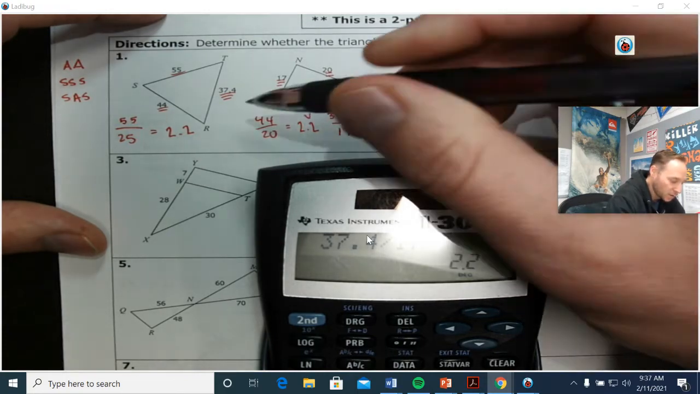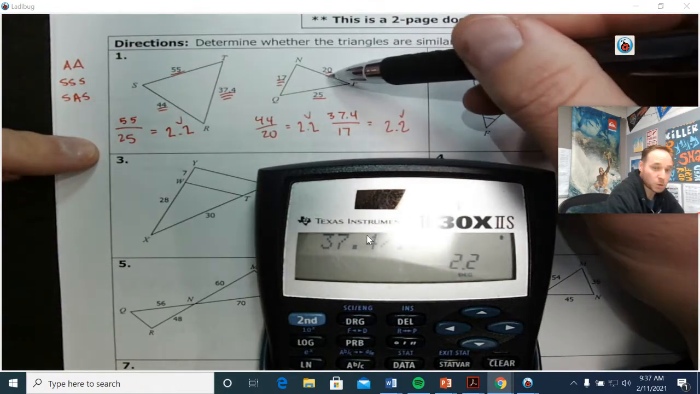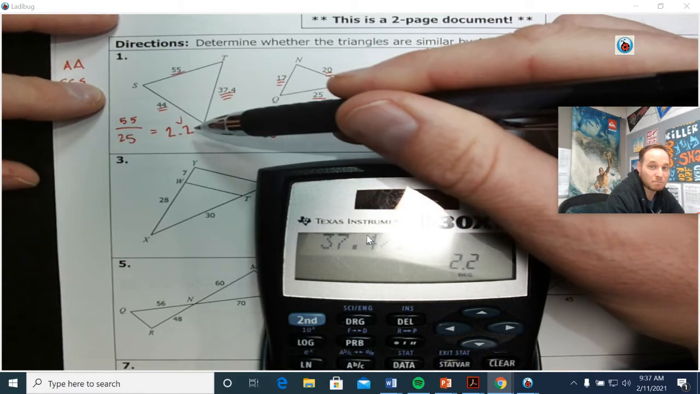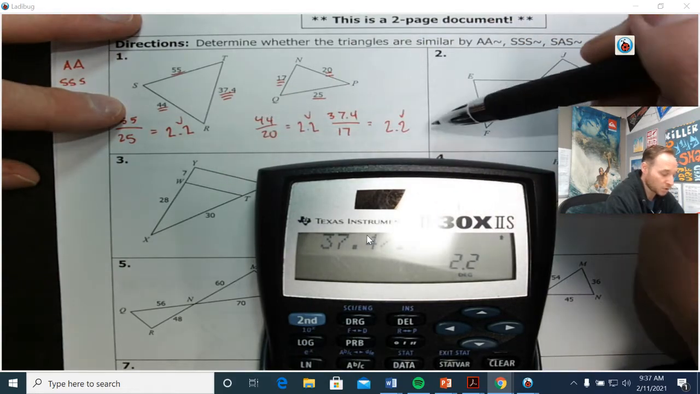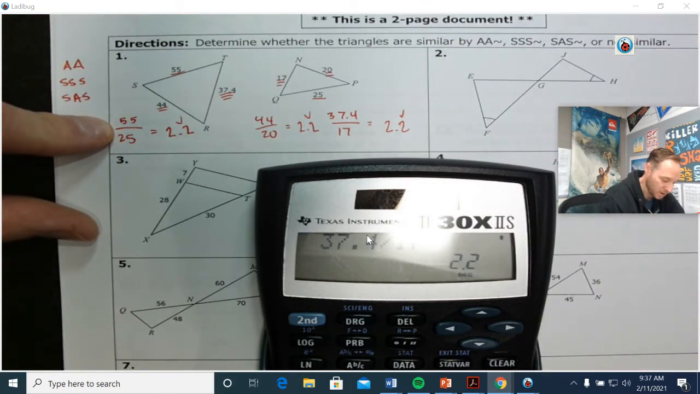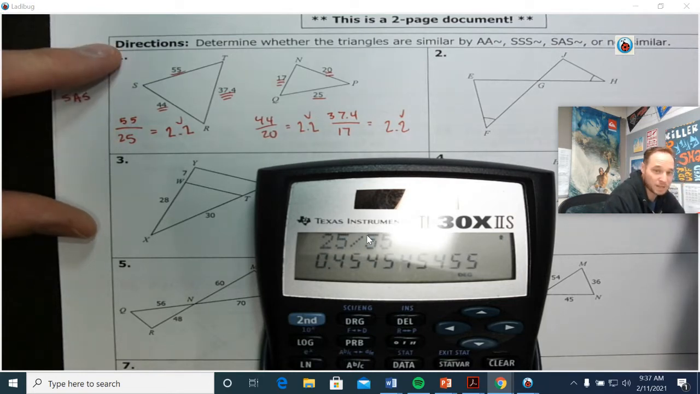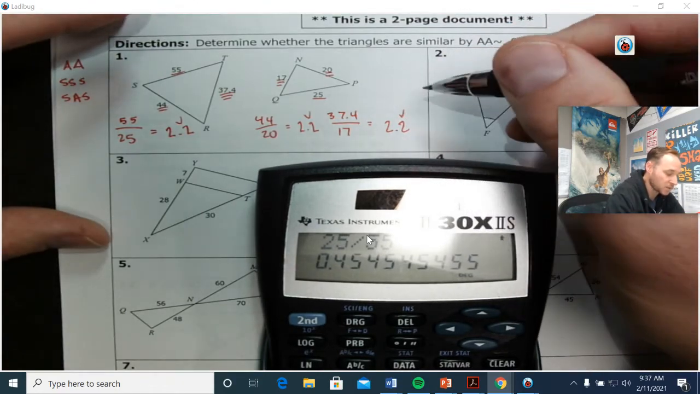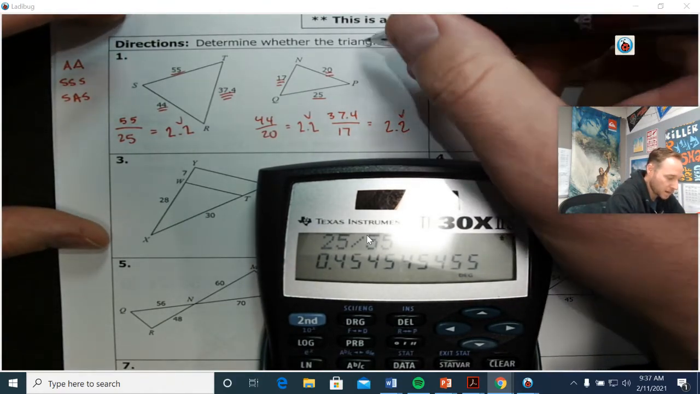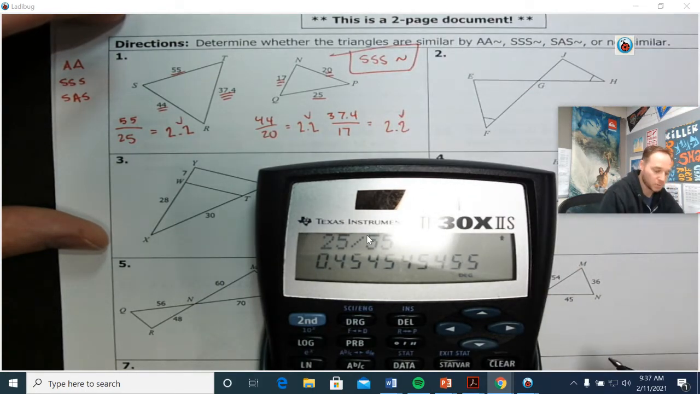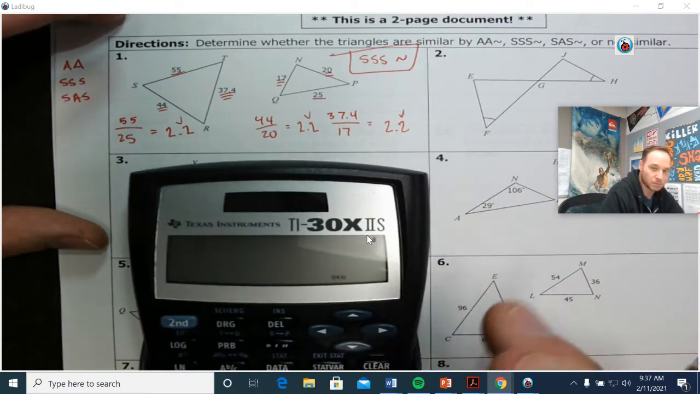Now, if you were to flip these and do the small triangle over the large triangle, you would get a different number here. This number doesn't mean anything except that they are proportional. Let's say you did 25 divided by 55, and we get 0.45 repeating. All of these would be 0.45 repeating, and we see that they're the same, so this is true by side, side, side similarity. Cool. First one, done.